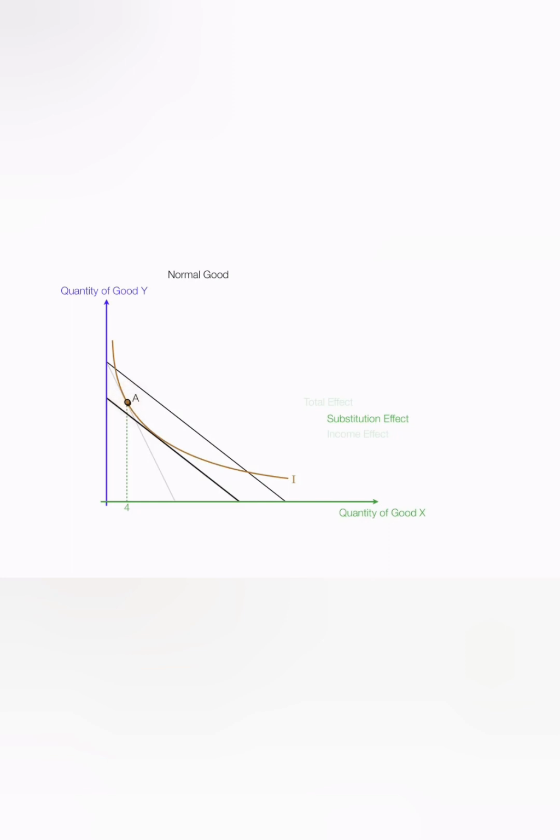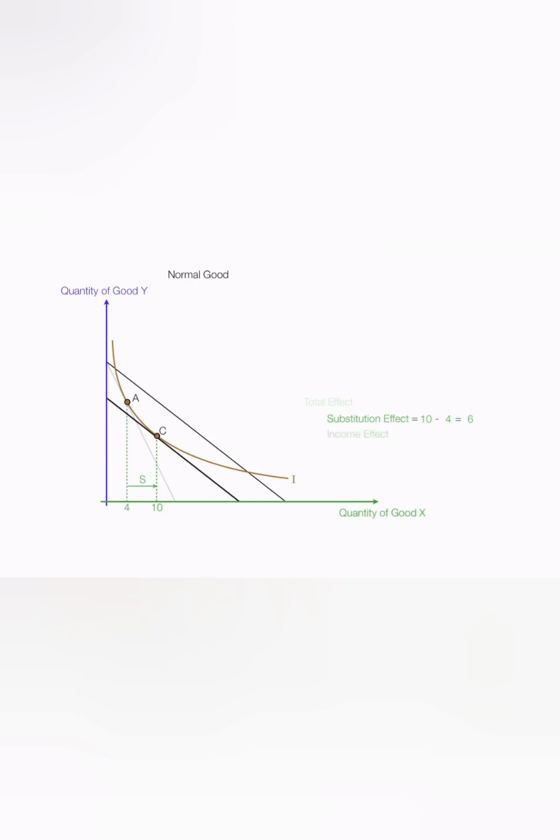And I'm going to move down the indifference curve to the point where it's tangent right there, and I'm going to label that C. And at that point, the consumer consumes 10 units of X. So the substitution effect is 10 minus 4. And I'll label that S for the substitution effect.